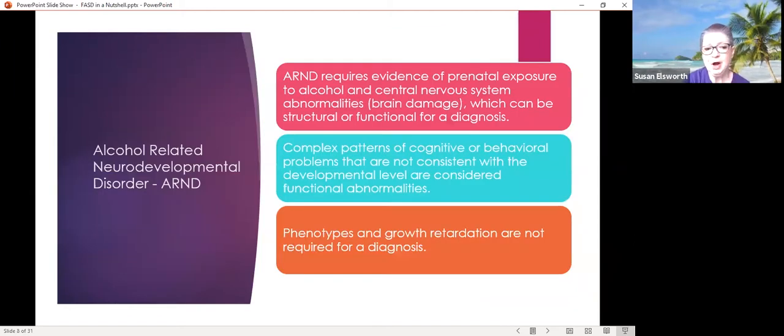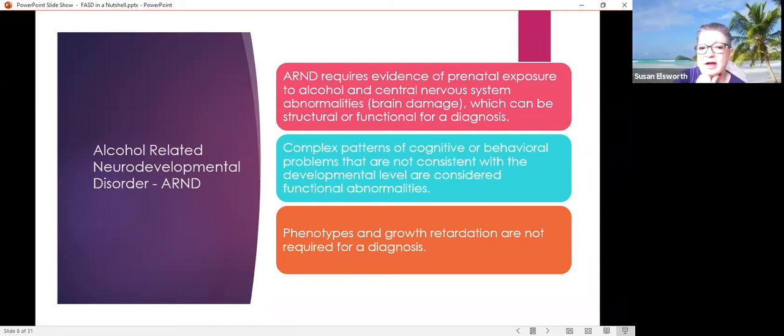But by and large, this is where most of the individuals on the spectrum reside, with alcohol-related neurodevelopmental disorders. And here the evidence is not referring to a biological parent saying yes or a credible witness. This evidence here is that we can see that their central nervous system has been damaged, either structurally or functionally. But remember, most of this is going to be on the functional side because that MRI is not going to show any slight malformations or deficits.